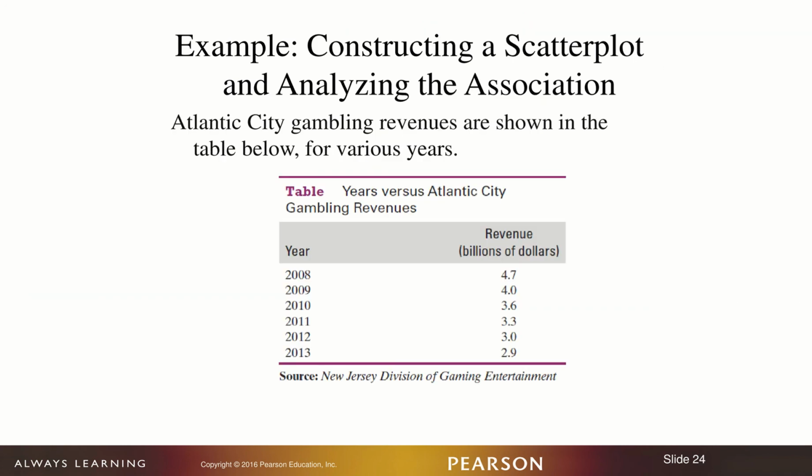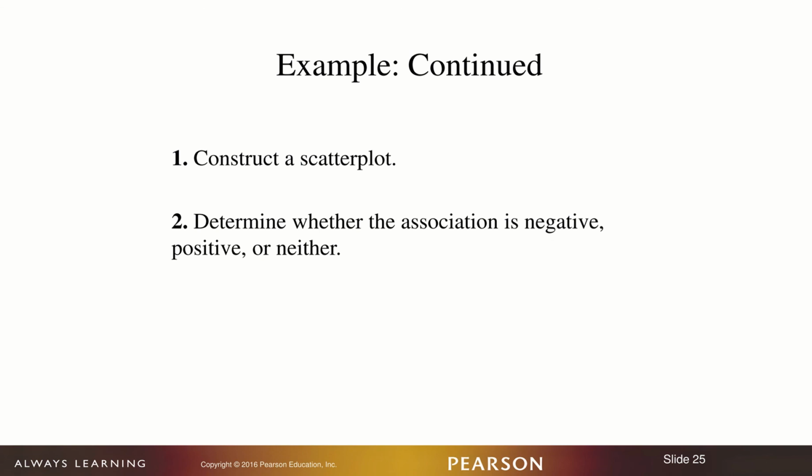All right, so here's one more example for us. Constructing a scatter plot and analyzing the association. Atlantic City gambling revenues are shown in the table below. So we can see in 2008, $4.7 billion was the revenue. In 2009, $4 billion, etc. If you notice, there seems to be a downward trend, correct? We're going to be doing two things. We're going to construct a scatter plot, and we're going to determine whether the association is positive, negative, or neither.